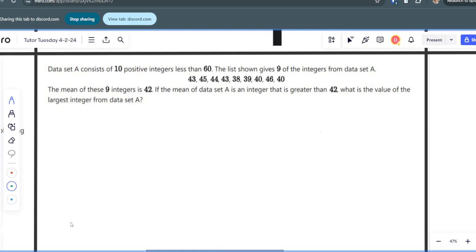I mean, that's basically saying we have 9 numbers here, their mean is 42. If we add in the 10th number, first of all, the 10th number has to be less than 60. Second of all, the 10th number has to make it such that the new mean of the whole data set is an integer and it has to be greater than 42. My guess would probably be that it's 43.